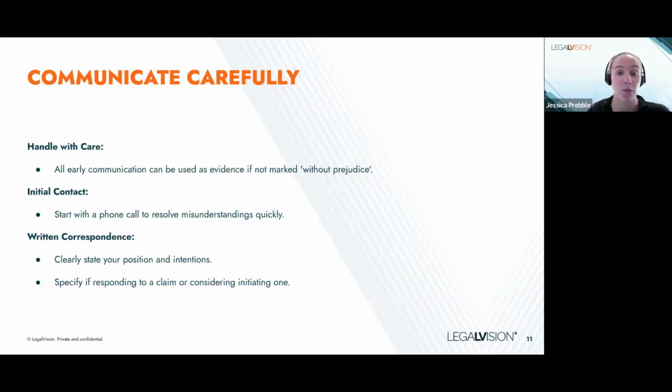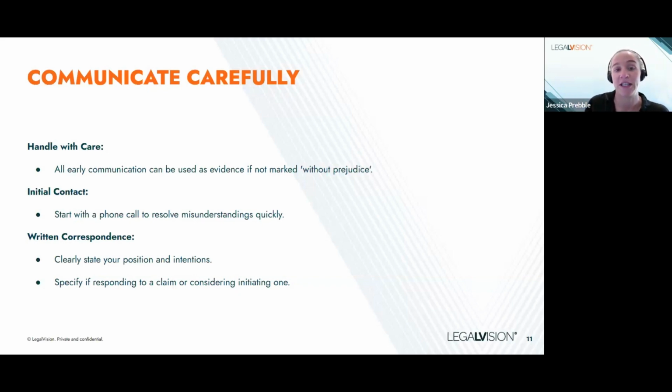The next step would be more formal written correspondence, setting out your position in the dispute, whether you're responding to a claim by the other party, and whether you are thinking about initiating a claim against them by way of legal action. If court proceedings are contemplated, we would always recommend engaging a lawyer in the earlier stage of dispute to avoid any unnecessary complications.